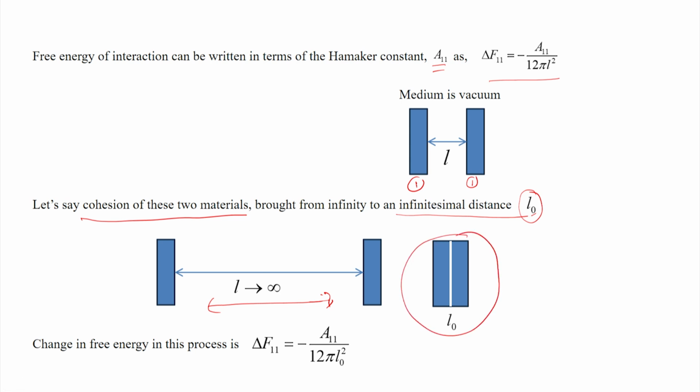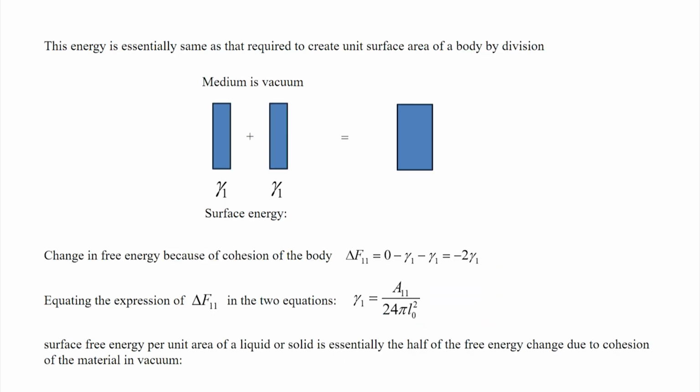So you can see the change in the free energy in this process is 0 at infinity, and then this quantity when they are very close. It will be given as minus A11 by 12 pi L0 squared. Now what does this quantity mean in practical terms? Practically we do not measure L0, and the Hamaker constant I had given is a very involved relation. So practically what matters for us is something like this.